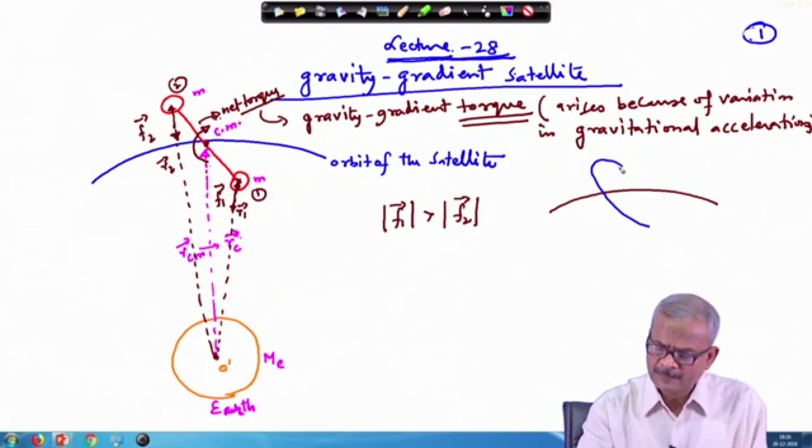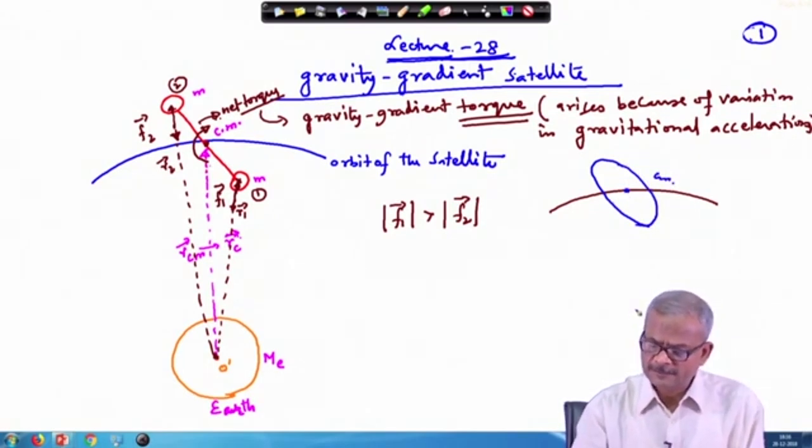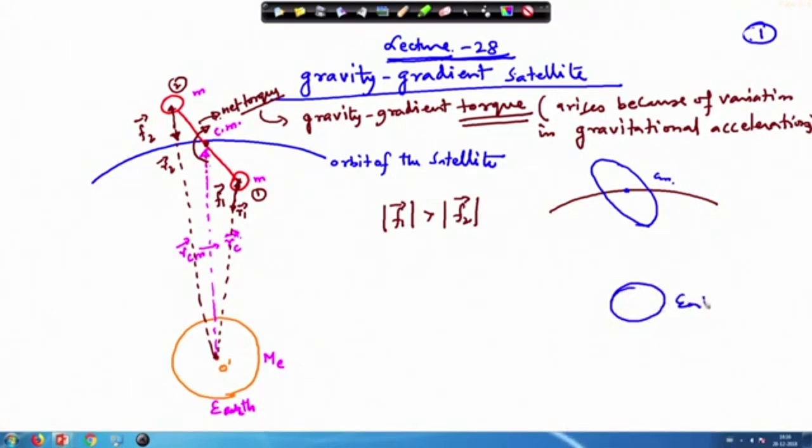Now, let us take another case here, the case of an ellipsoid. This is the center of mass of the ellipsoid, and Earth is somewhere here. This is your Earth, and this is the center of the Earth. In this situation you can see that on this half there will be more gravitational pull as compared to this half. So if we indicate by F 1 on this side and the force by F 2 on the other, obviously F 1 is greater than F 2, and this implies that there will be a tendency for this satellite to turn like this.